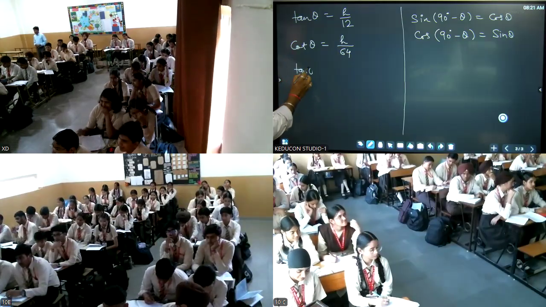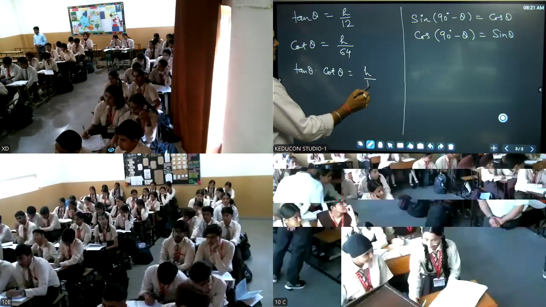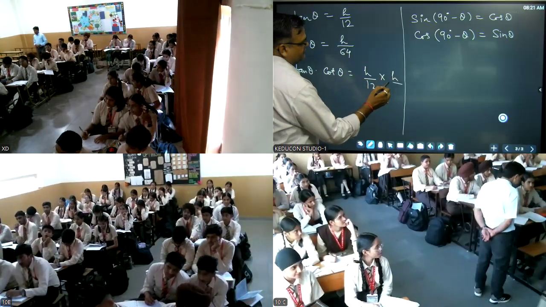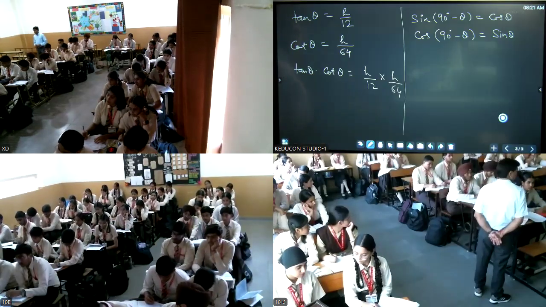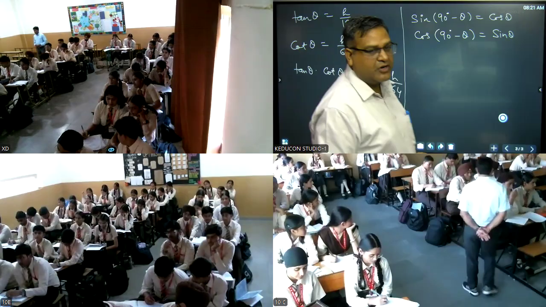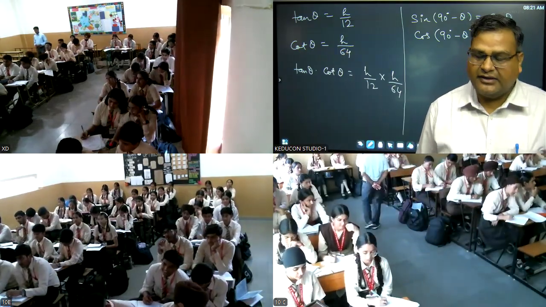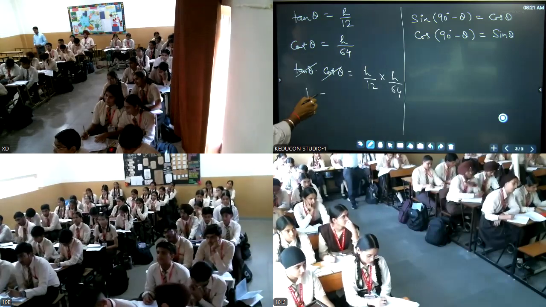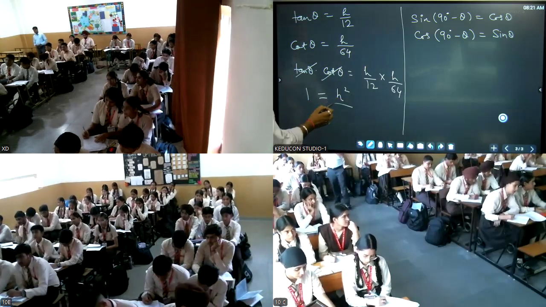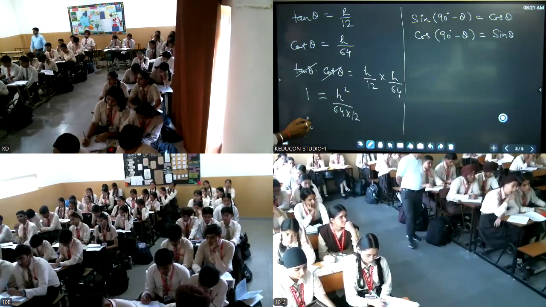Can we multiply both tan theta into cot theta? Similarly, you multiply h by 12 into, this will be cancelled out. Tan theta into cot theta is, what is the product of tan theta multiplied by cot theta? 1. Because it is reciprocal. So what we got? 64 into 12. और h square कितना आ गया बच्चों?